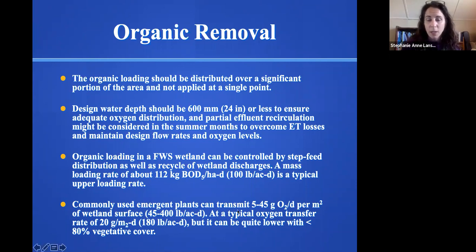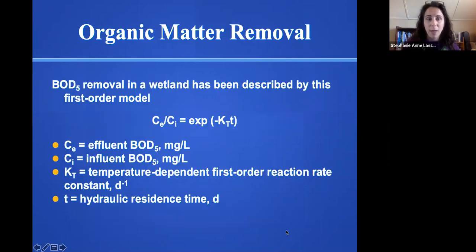And again, that oxygen, we can transfer at about 5 to 10 grams per day. It's not a lot per square meter of wetland surface area. And so it can be lower depending on the vegetation cover that we have.